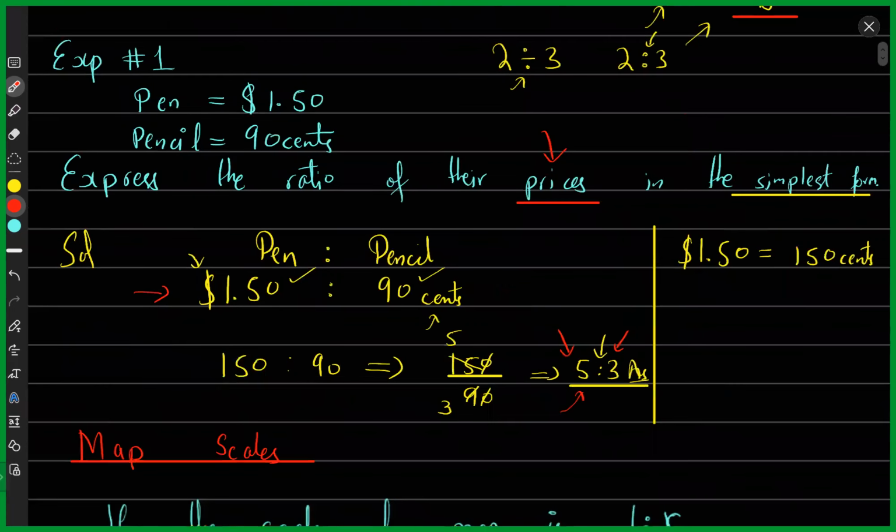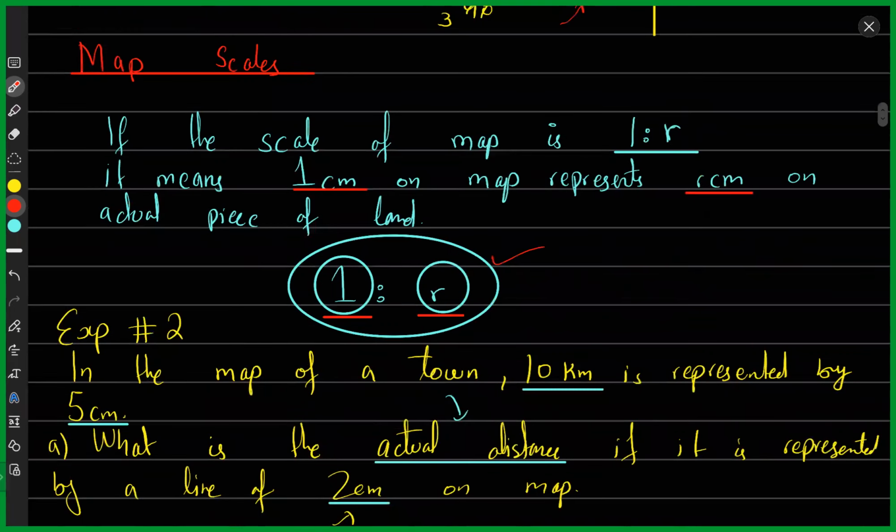These were easy. And here was what you can think about as a real life application. If the scale of map is 1 ratio R, it means 1 centimeter on map represents R centimeters on actual piece of land. We are used to looking at maps, so we know whatever we see on map is not exactly how the distances are. It's just a small version of something, and actually that distance is more than how it looks on map. So we used to make a standard ratio, and with reference to such standard ratios, we were solving questions.